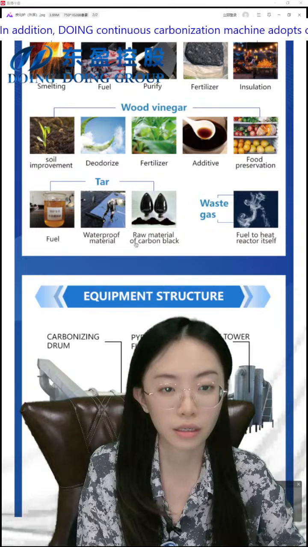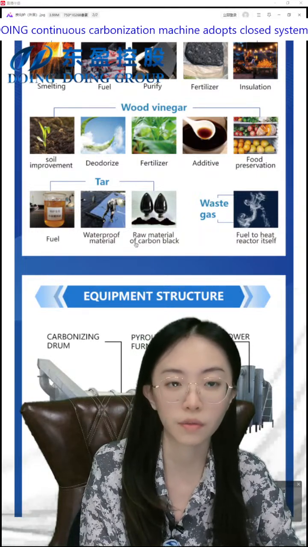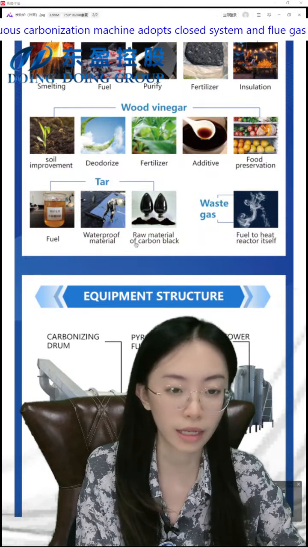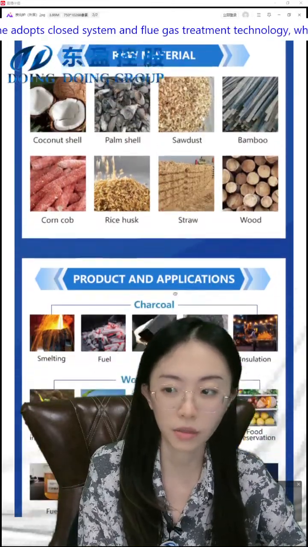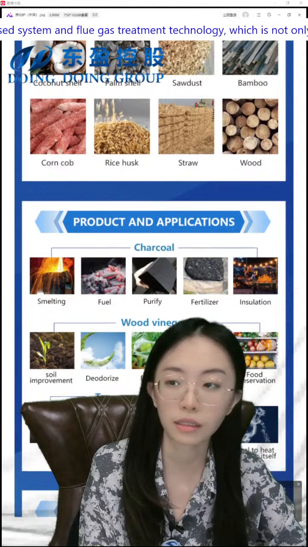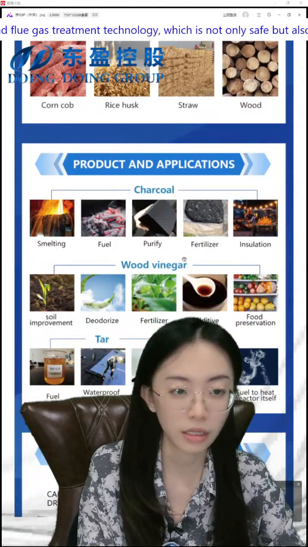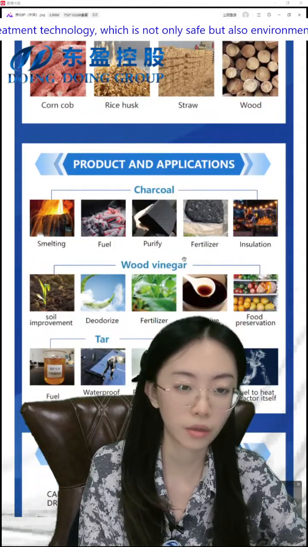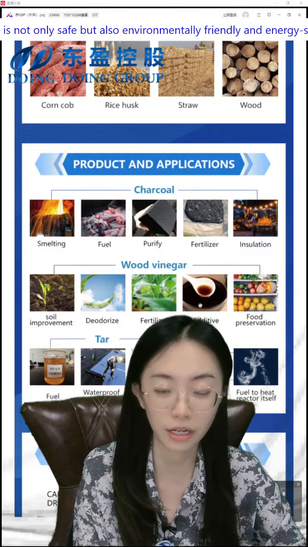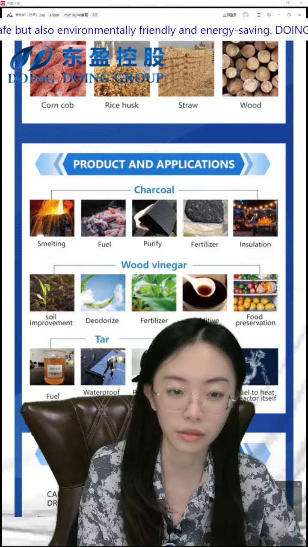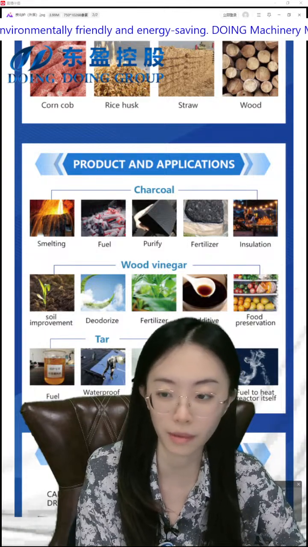These are some of the applications of the products we can get, because the materials are different, so the products are somewhat different. So you can type the raw materials you want to use for this business, and our sales manager can give you an analysis depending on your requirements.